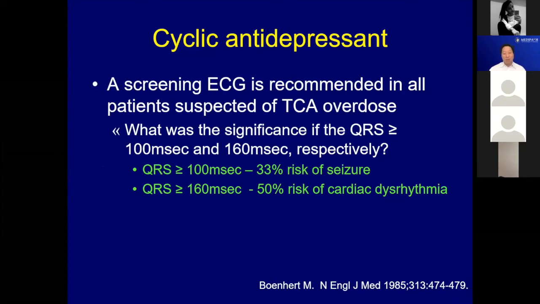This is a famous study done in the New England Journal of Medicine in the mid-80s at Boston City Hospital. If you had a QRS greater than 100 milliseconds, 2.5 boxes, there's a 33% chance of seizures. If it was greater than 160 milliseconds, or 4 boxes, there was a 50% risk of what they call cardiac dysrhythmia, ventricular tachycardia.